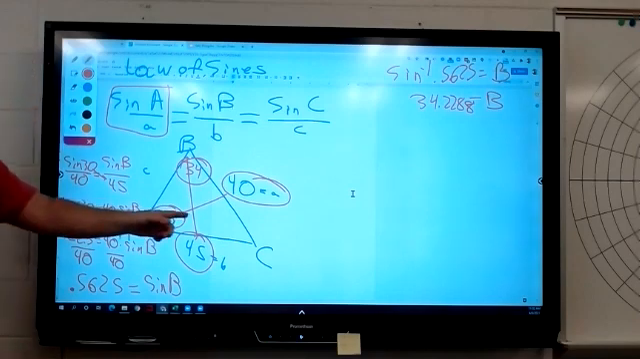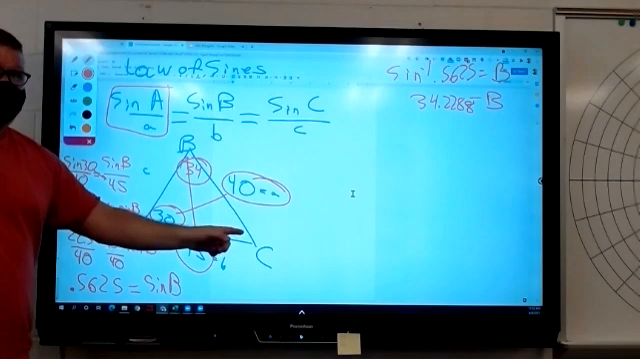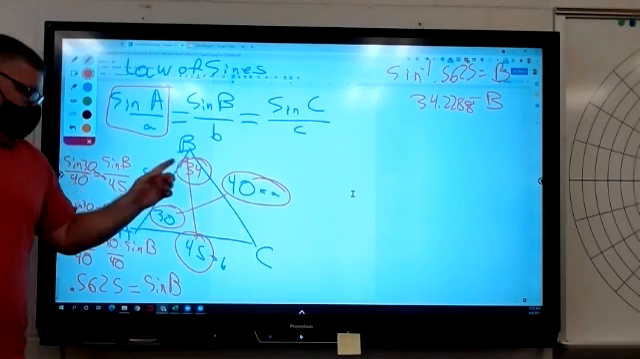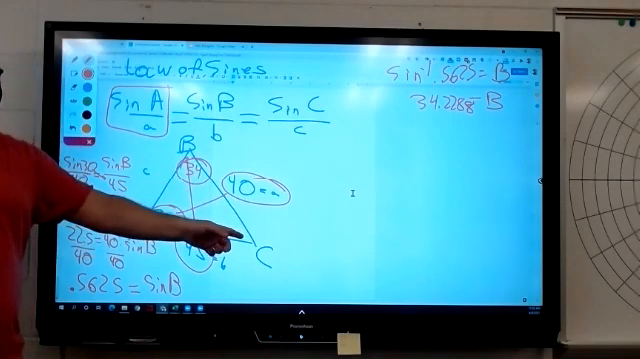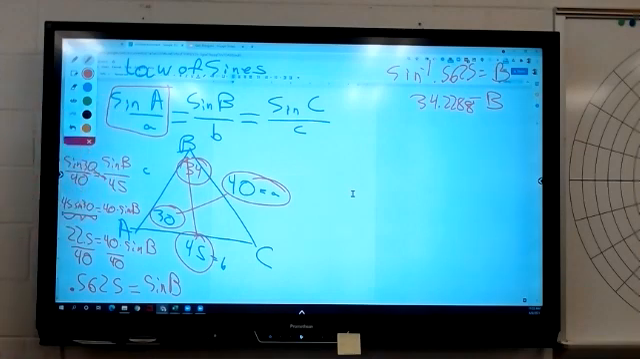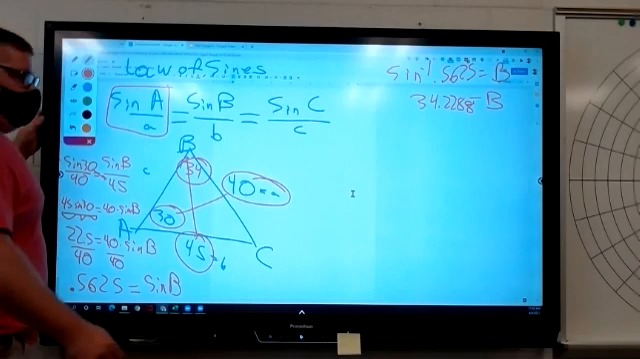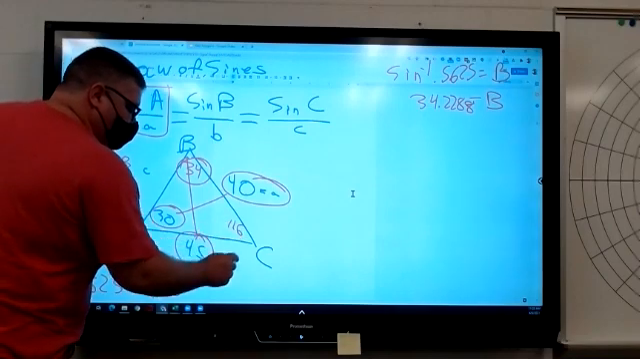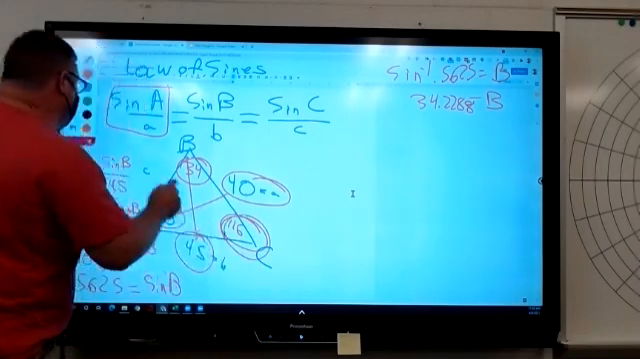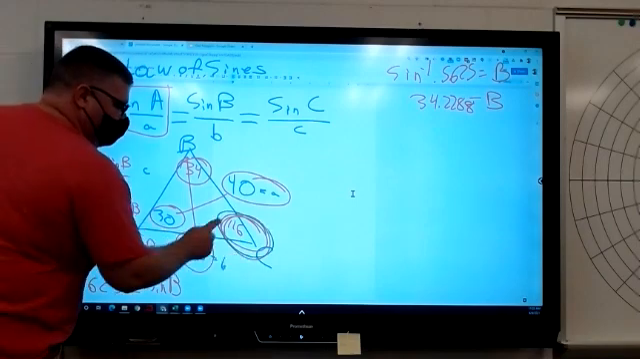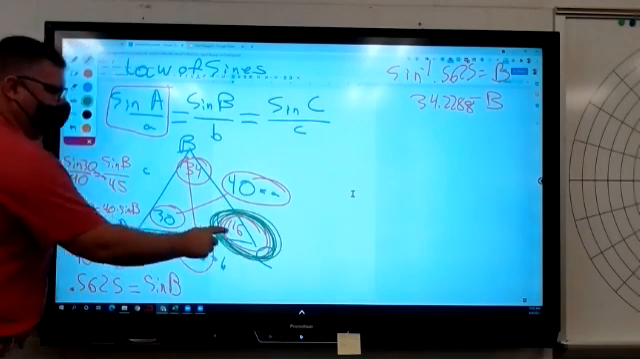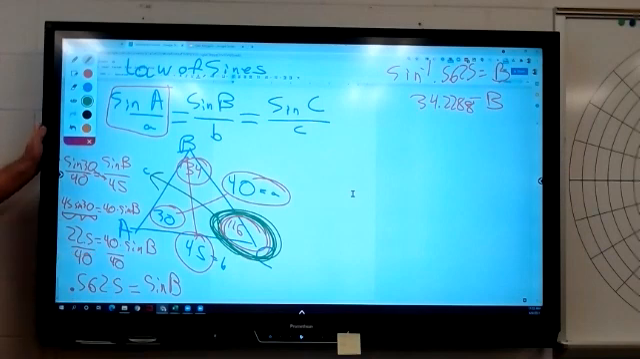180. So what could I do to get this angle over here? Subtract those fellers from 180. Wouldn't that make sense? 180 minus 64, 116. Okay. Now do I know this angle? So if I know that angle, what can I now do? Find the side of C. So I want you to set it up.